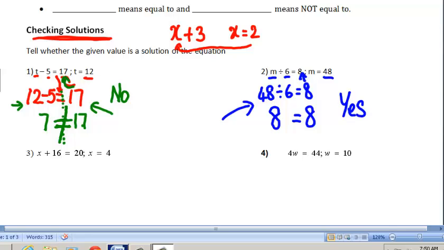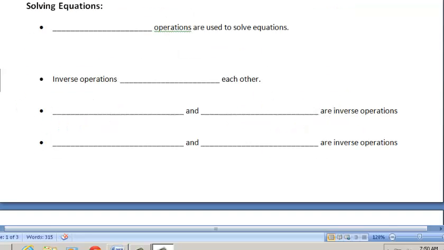I want you to go ahead and finish 3 and 4 just like I showed you here, and then we'll move on to the next part. Okay, now let's go to solving equations. Inverse operations. These are some notes, so let's go ahead and take them.